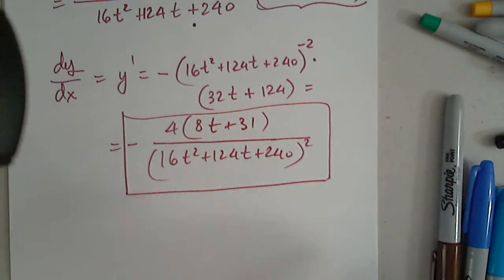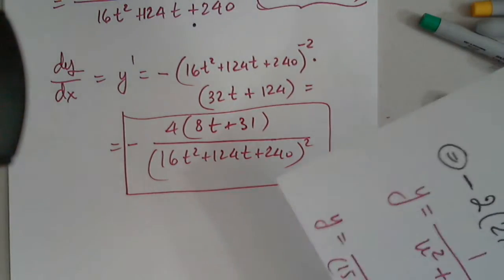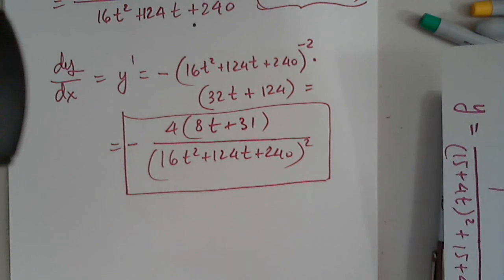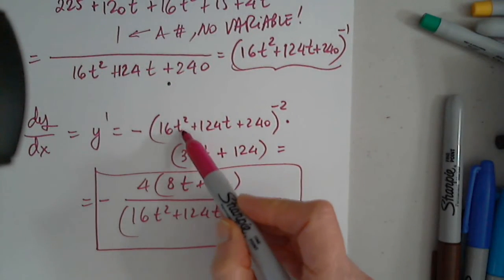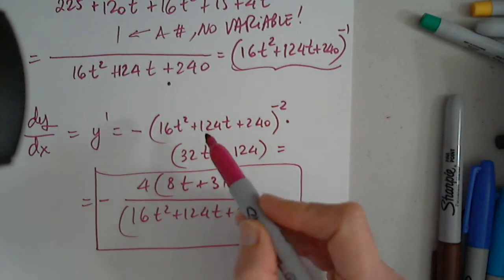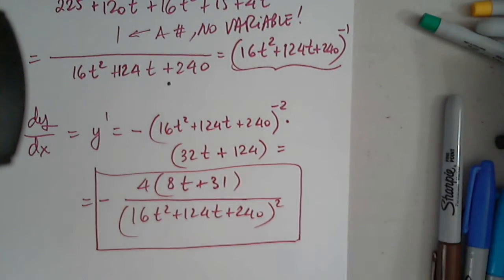I have a question. Yes. Okay, so I'm still a little bit confused, and I got the inner function, the 32t plus 120. So when I differentiate 16t squared, I move 2 in front. I multiply by 16 to get 32. 124t prime is 124. Okay.